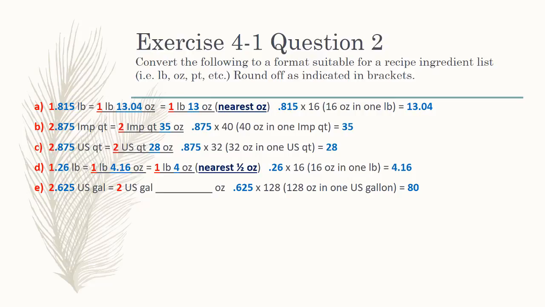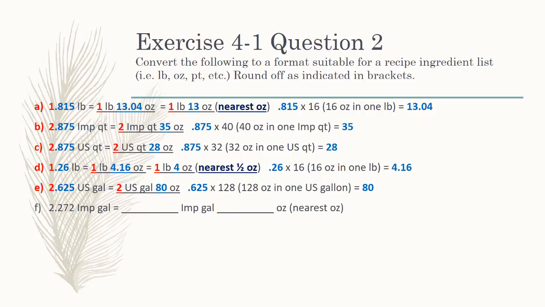So decimal 625 times 128 gives us 80. And again, 80 represents ounces because our multiplier 128 represents ounces. So decimal 625 times 128 gives us 80 ounces. And we're just going to put it over here for a final answer of 2 US gallons and 80 ounces.